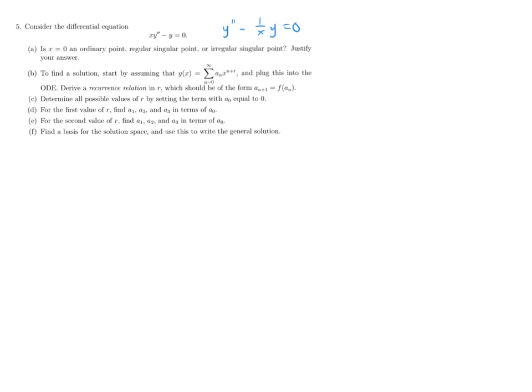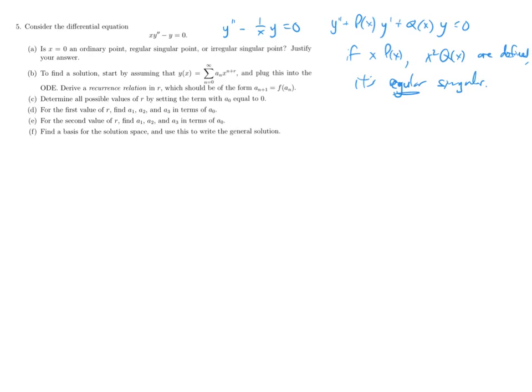So there's the form y double prime plus p of x y prime plus q of x y equals 0, and if x p of x and x squared q of x are analytic, are defined, which they are in this case, it's regular singular. So it's a regular singular point.